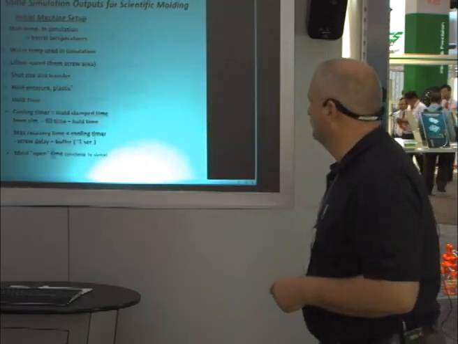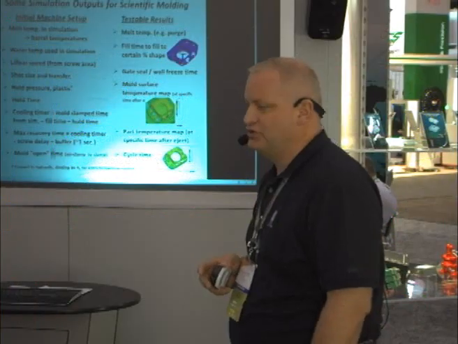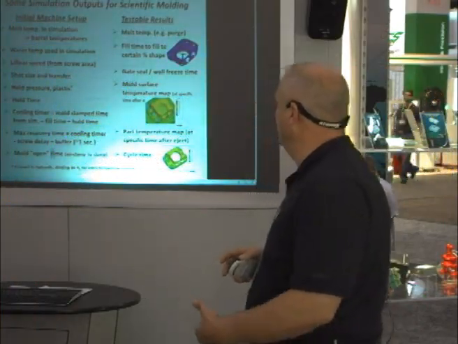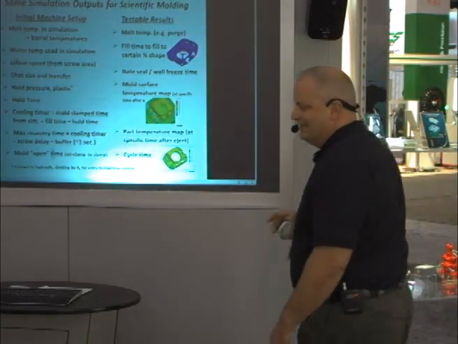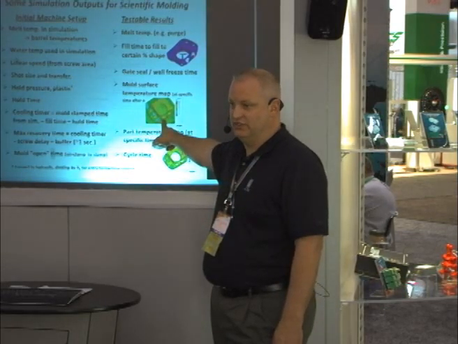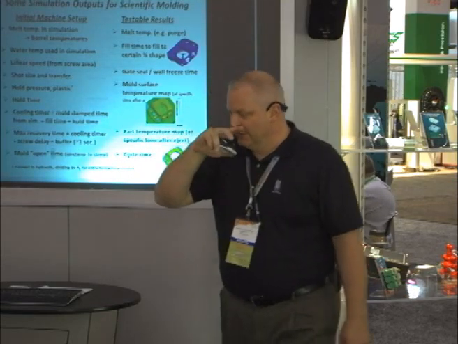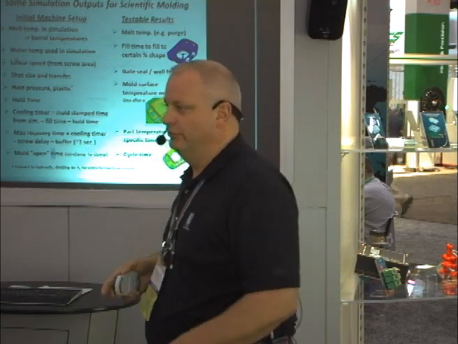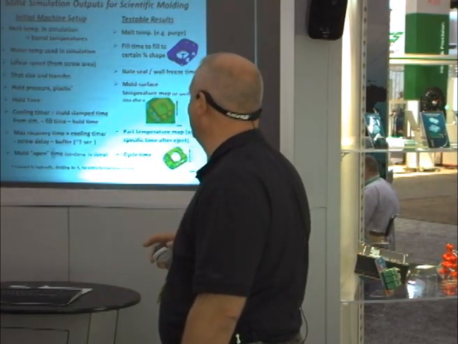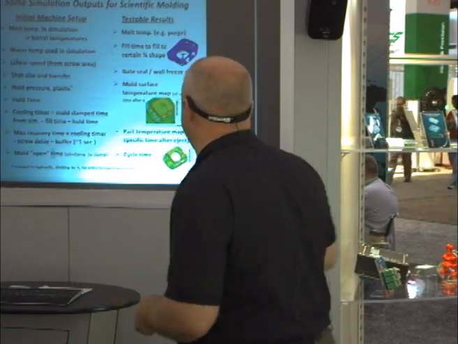Some of the simulation outputs for scientific molding really relate to temperatures, water temperature used in the simulation, linear speeds, shot size, hold pressures, hold times, and all these things which I can relate right back to the process. At the end of the day, I want to validate what happened in the process, or my risk analysis, against what is actually happening on the manufacturing floor. And that's really where the rubber meets the road in this overall process. If I can do this in a timely fashion, I can actually take time and effort out of the overall process.